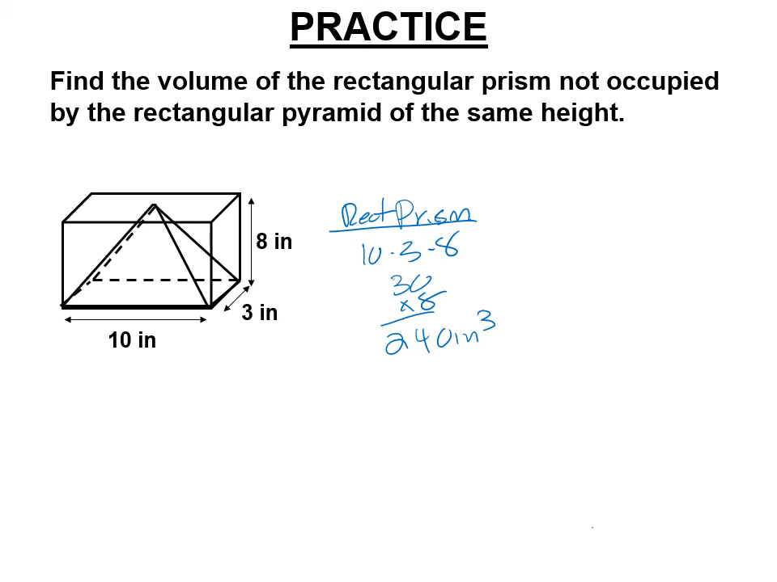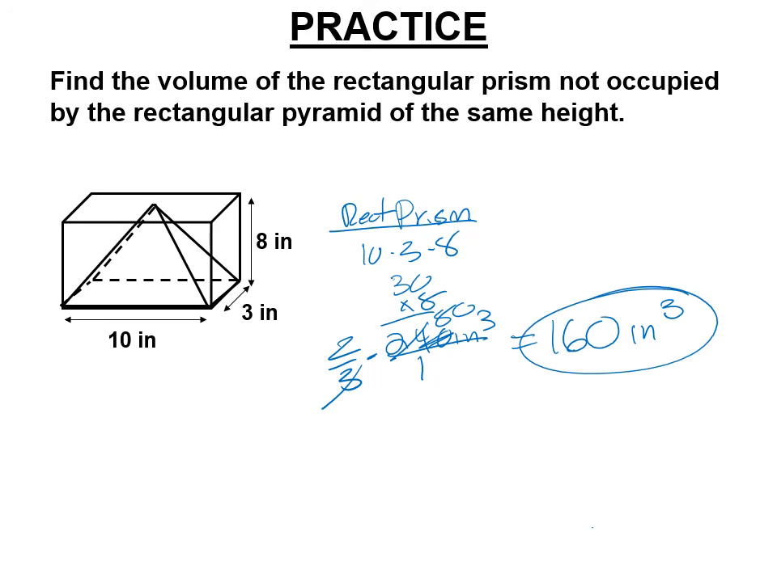Now, the pyramid is 1/3 of the space inside there. The space not occupied by the pyramid is 2/3 of that. So it's 2/3 times that, which looks like it might be hard, but 3 goes into 24 very nicely, 8. So that's 80. 2 times 80 is 160 cubic centimeters.